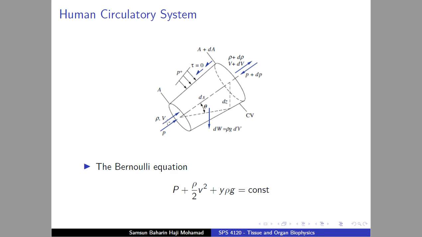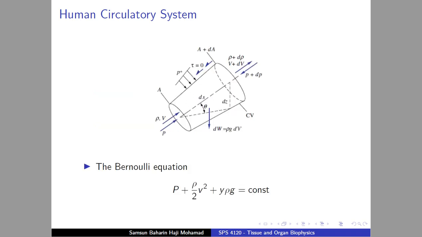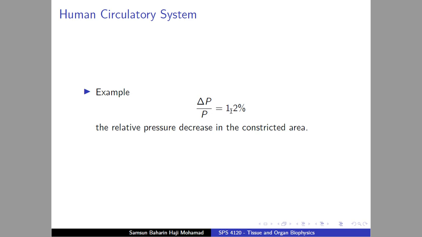Solving this, or doing the modeling of this equation, we can see that the pressure is equal to the density of the blood, the speed, and this y is the length, this one is your s, but here it is y, so y rho, and g is the gravitational pull, gravity. Okay, so this is the constant at any part. So the example, the difference between these two, delta p, is just 1.2%. So the relative pressure decreases in the concentric area.